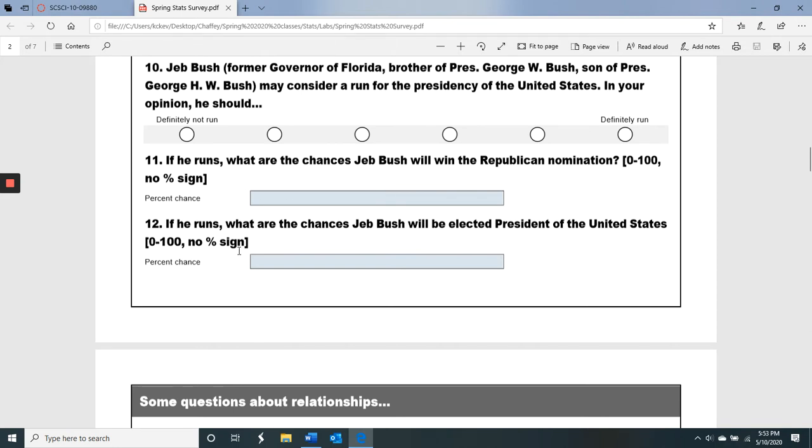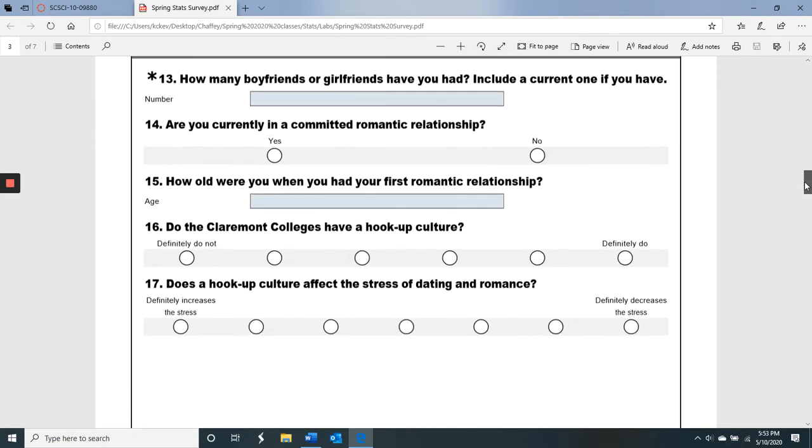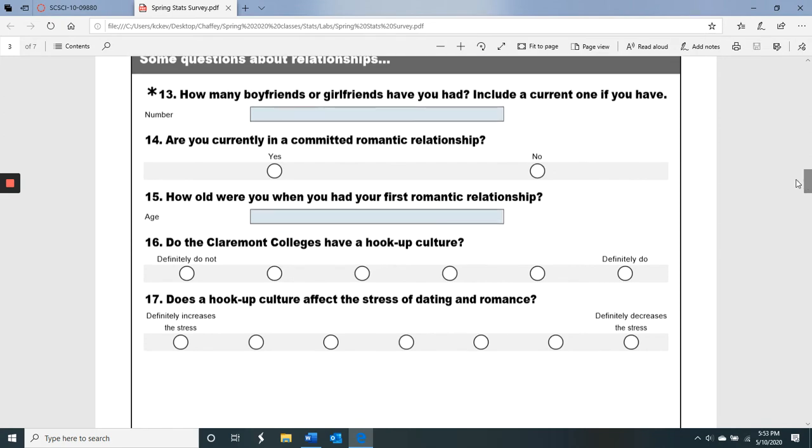Then 11 and 12, we have the percentage again. So there could be 0%. So this is ratio. And the percent difference between 10 and 20 is the same as that between 45 and 55. So it's equal intervals, but you have a true 0, so it's ratio. Number 13. This is ratio. You could have 0. And there's equal intervals between 1, 2, 3, 4 boyfriends, girlfriends. 14, I would say that this is ordinal.